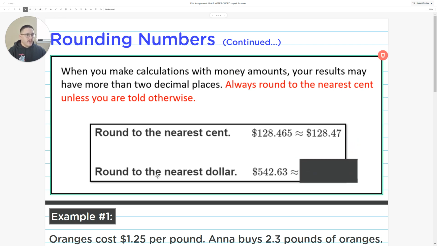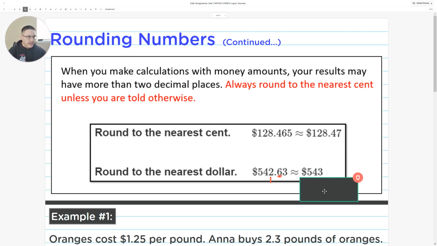Now, let's say we want to round to the nearest dollar amount, meaning no decimals, no pennies, no quarters, no cents in our final answer. So to round to the nearest dollar, we're going to be looking at the 2, and then the number next to it is what will determine whether we round up or down. Now that 6 tells us we're going to round the 2 up. So this is $543 if we round to the nearest dollar.